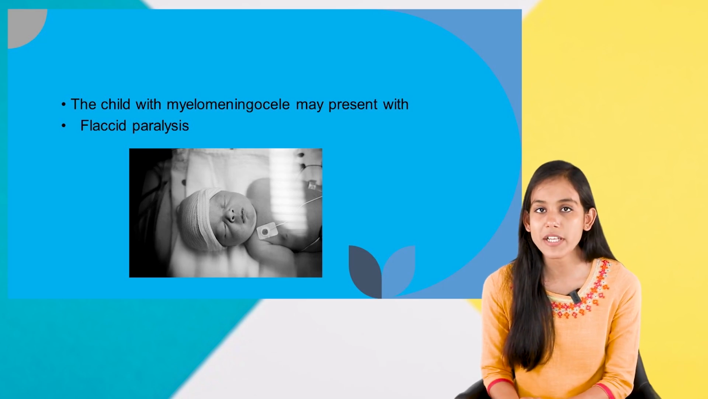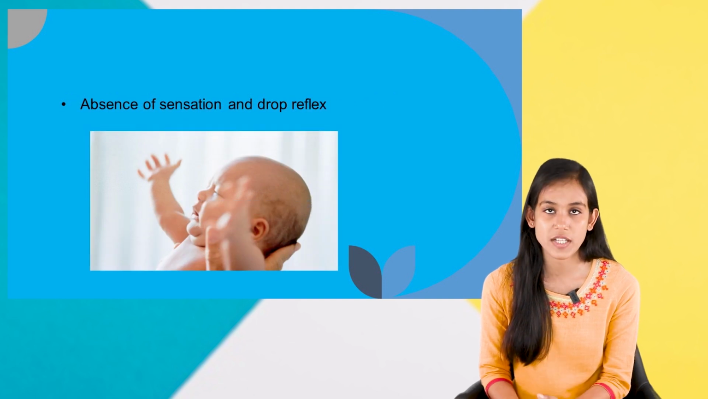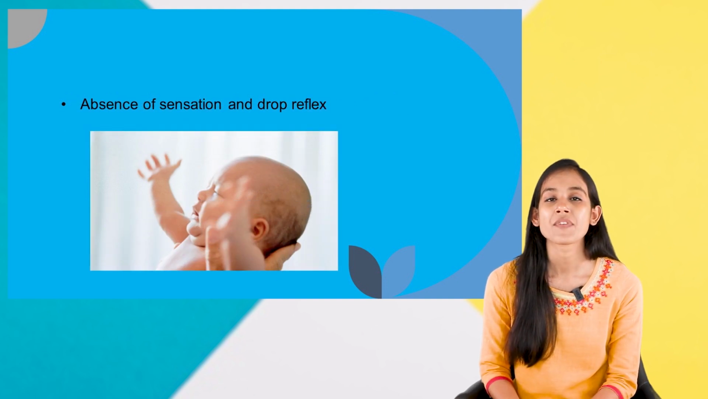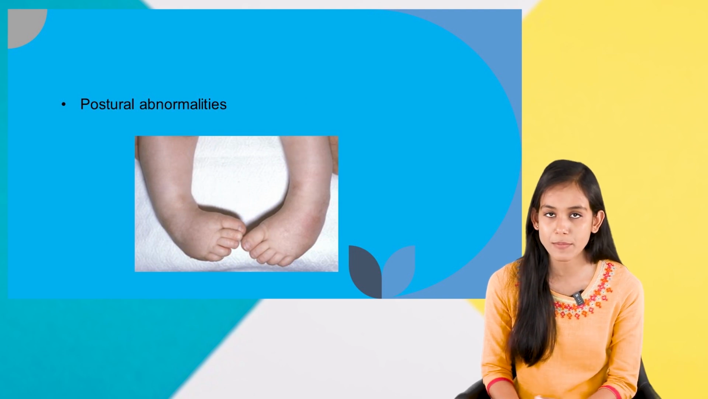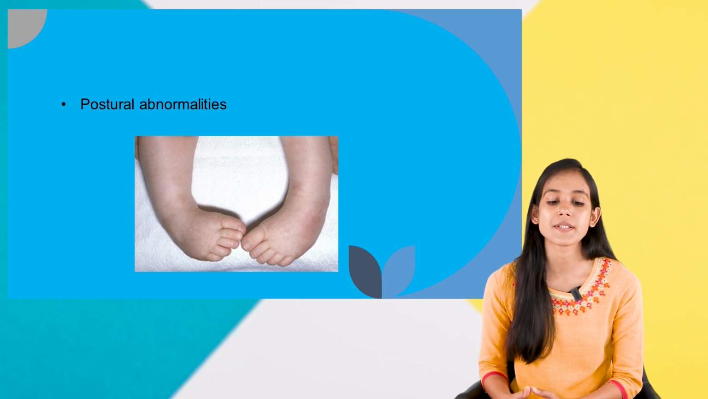Well, the child with myelomeningocele may present with flaccid paralysis. There might be absence of sensation and drop reflex. And there might be several other postural abnormalities. For example, there might be club foot or subluxation of hips. And in older children, we can see contracture of joints. There might be scoliosis, and kyphosis also might develop. Also, if the sac is not corrected surgically, there is a risk of infection of the central nervous system. And also there might be rupture of the sac.